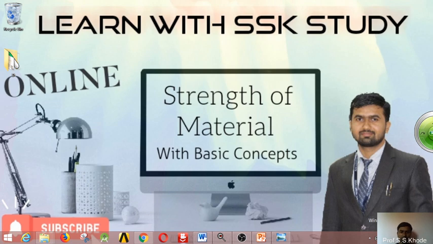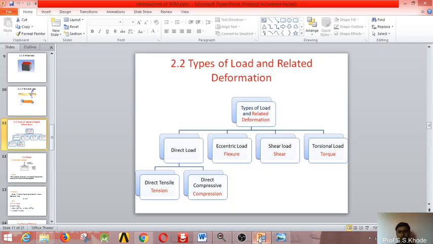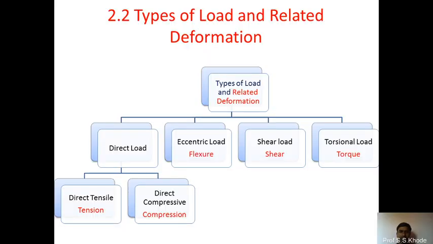So today we are going to discuss the next topic of Unit 2, that is the types of load and related deformation. In the last lecture we discussed the various types of loading conditions which occur on a body, for the Strength of Metal subject. Today we are going to discuss the different kinds of related deformation with respect to those loading conditions.